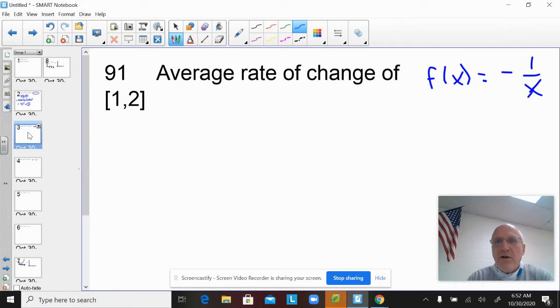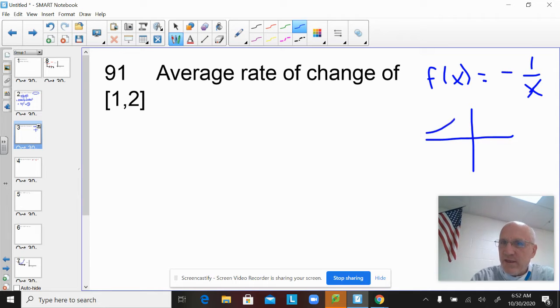Next one, the function is negative 1 over x from the interval from 1 to 2. I don't know if you know what this looks like. You maybe should know what this looks like. Negative 1 over x looks like this and like this, I believe. So somewhere here is the point of the interval. There's 1 something, and there's 2 something. So I'm finding the slope of a secant line. Not drawn very well, but that's what I'm finding.